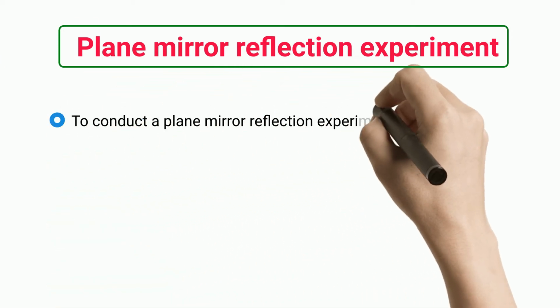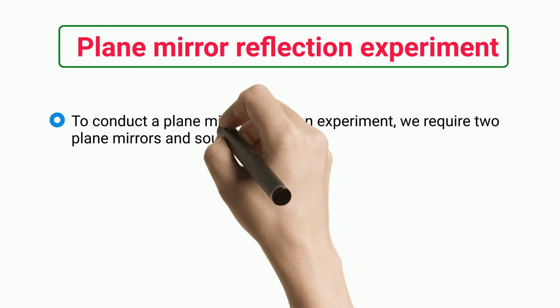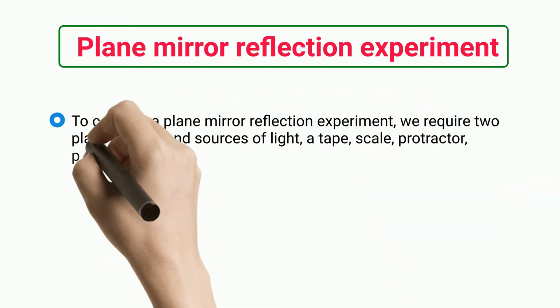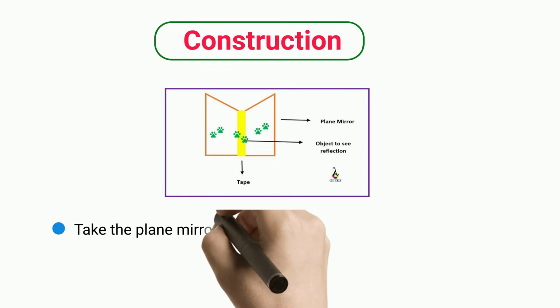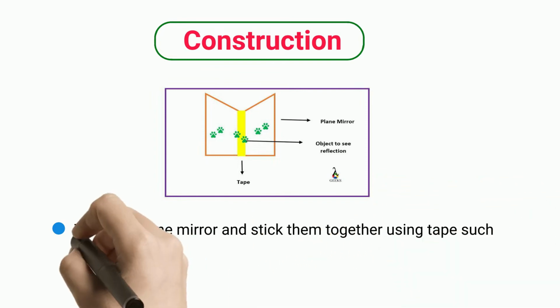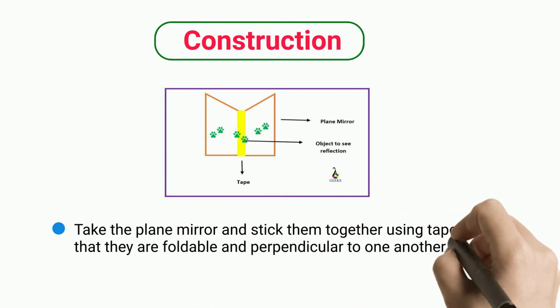Plane mirror reflection experiment. To conduct a plane mirror reflection experiment, we require two plane mirrors, a source of light, tape, a scale, a protractor, a pencil, and any image. Construction: take the plane mirrors and stick them together using tape such that they are foldable and perpendicular to one another.